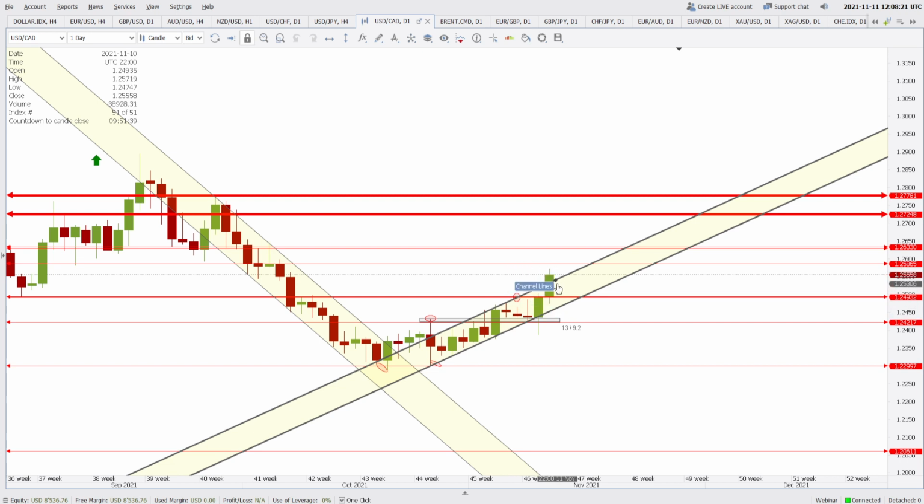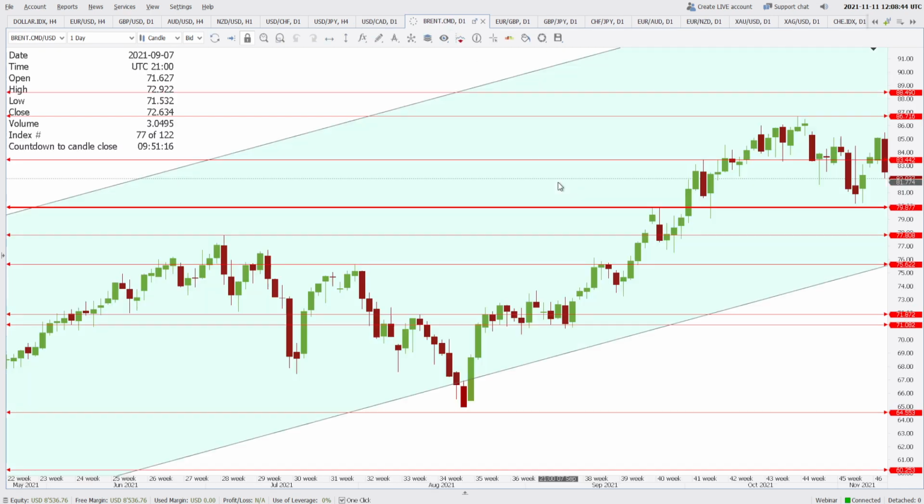Now if the price closes higher than 1.2586 today, then the next resistance will be 1.2633, and if the price fails to close higher than this, we have a possibility to see 1.2493 tested again in this market. So right now the support is 1.2493 and resistance is at 1.2586 in this market.